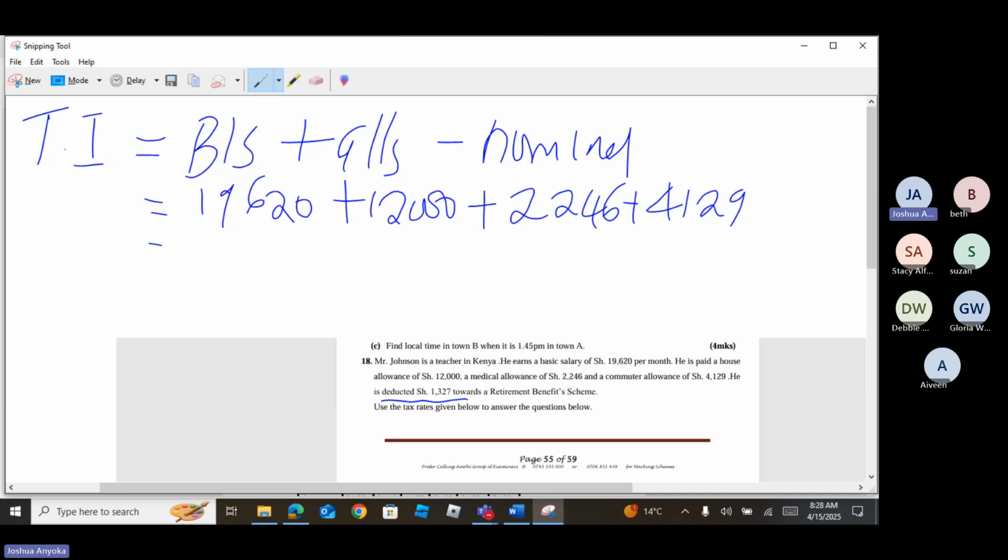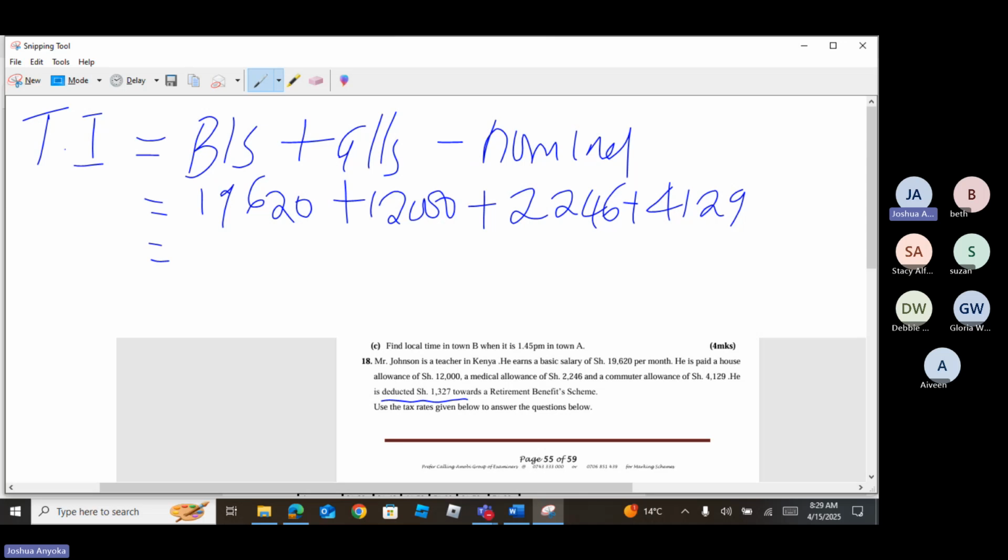So what do you get? We want to be sequential. There is a sequence that I want us to follow. One, is the employee housed by the employer? If the answer is yes, the basic taxable income formula will change. If the employee is not housed by the employer, taxable income would be basic salary plus allowances less nominal rent.